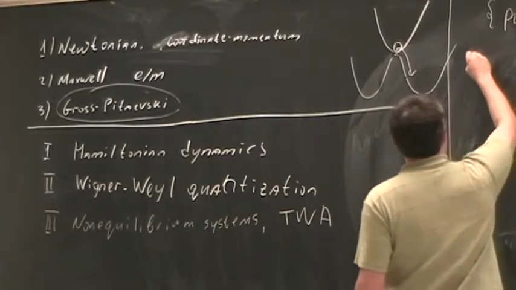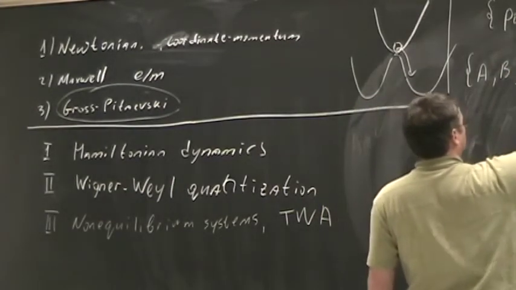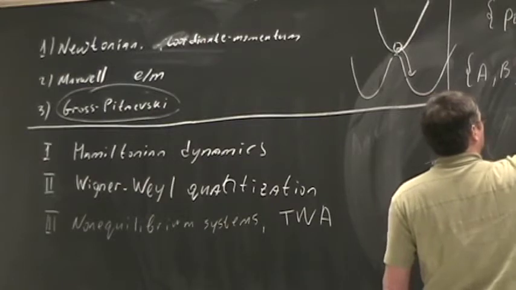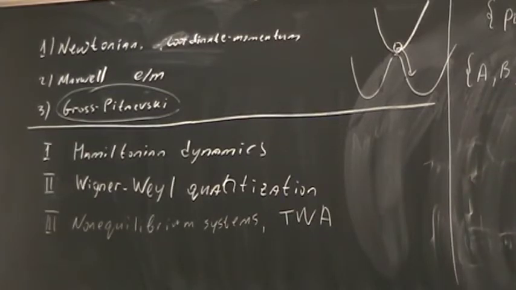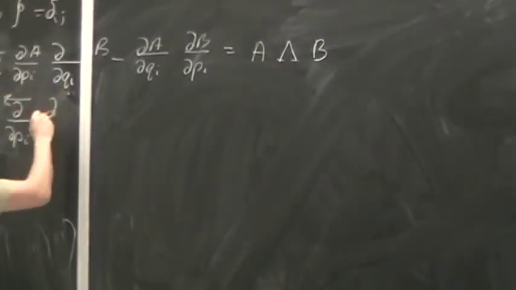And the Poisson bracket between two functions is defined simply as the sum over all particles of dA/dp_i dB/dq_i minus dA/dq_i dB/dp_i. It is one of the most important objects in classical Hamiltonian dynamics. And we can write a shorthand notation for this, A lambda B, where lambda will sometimes be called a symplectic operator. This is the operator which I can write like this.